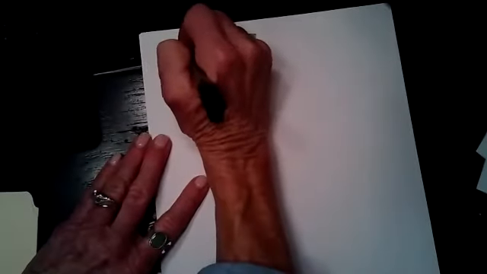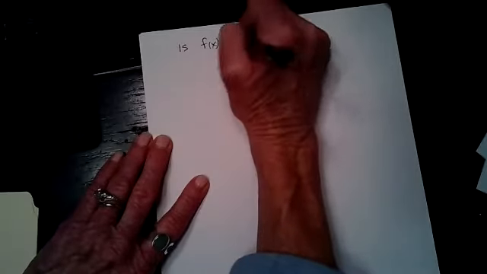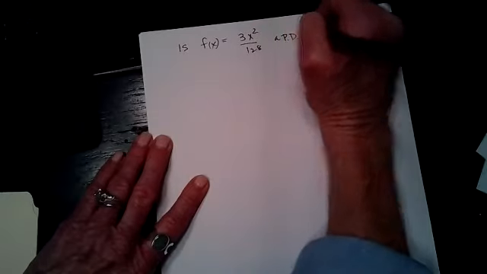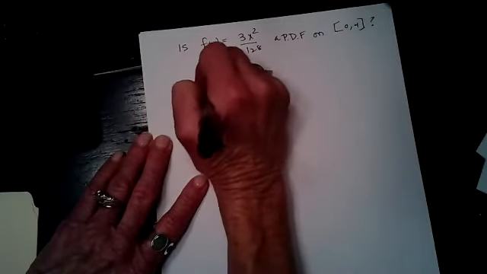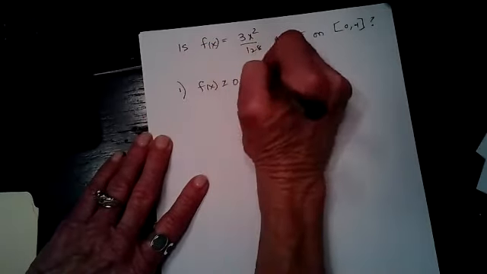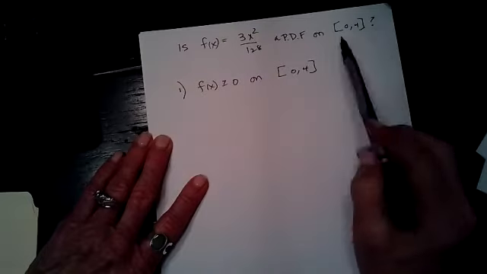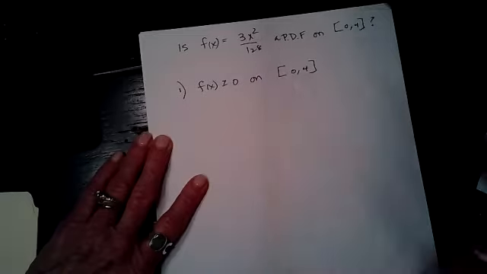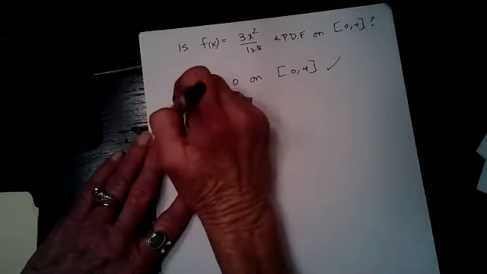So if I ask you, is f of x equal 3x squared over 128 a PDF, probability density function, on the interval from 0 to 4? So we'd have to check. Well, is f of x greater than or equal to 0 on the interval? Well, I don't have a graphing calculator, but if I plug in 0 and 4 and anything in between, and I square it, and I multiply it by 3 and divide it by 128, it's going to be positive. And that's how we would have done it in class and for homework.